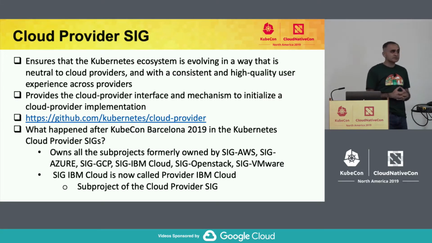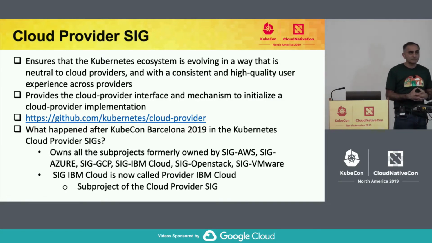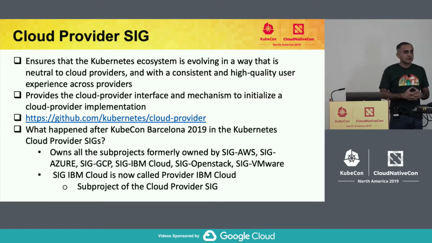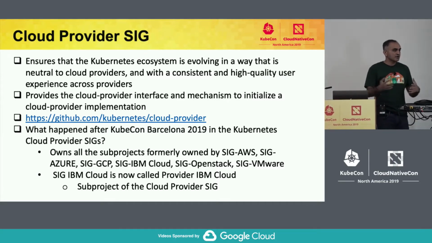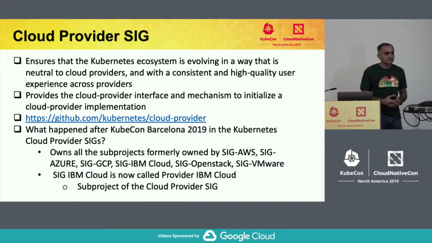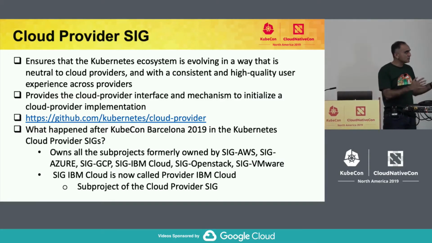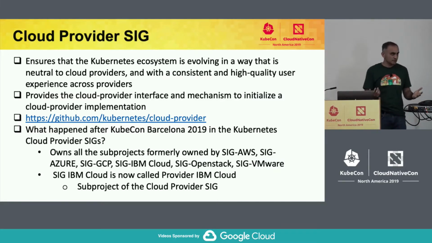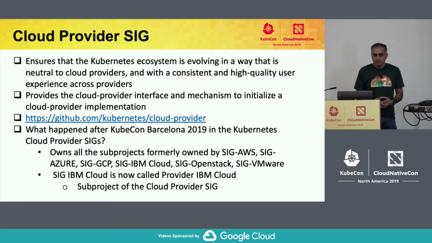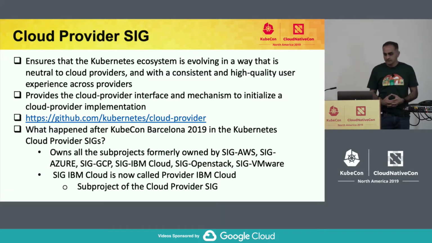So what happened after the last KubeCon? I'm not sure if any of you were at KubeCon Barcelona, but we had good discussion there. After that KubeCon, we created some open documentation. We worked with the steering committee and all the different SIG leads in the cloud provider area. They came to a conclusion that, hey, let's just move under the Cloud Provider SIG as a working group, or a sub-project. So the IBM Cloud Special Interest Group, as it was formally called, is now called Provider IBM Cloud. And it's a sub-project or working group of the Cloud Provider SIG. All right?